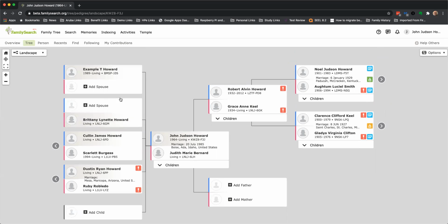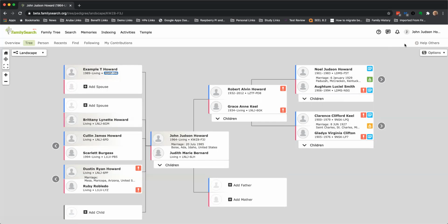So what I want to do is, I went in here and created a bogus son, example T. Howard, who is living. And here's his person identifier. I'm going to copy that. Now you notice all of this stuff; some of this is tied to data, and some of it is not valid. So your mileage is going to vary.